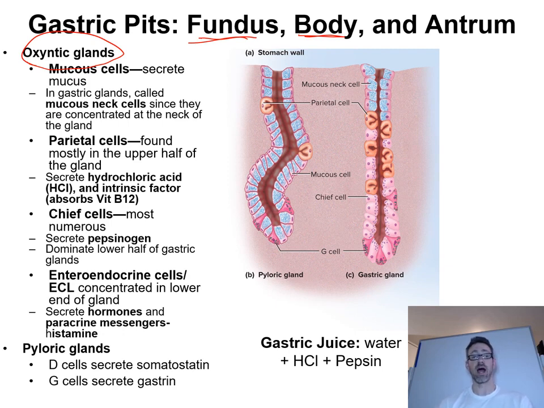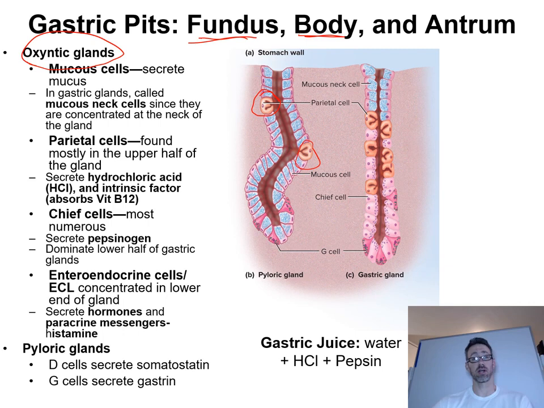parietal cells. The parietal cells, which you can see over here, kind of look like a Nintendo 64 controller, if you guys remember those. That's how this cartoon depicts them. These parietal cells are found mostly in the upper half of these pits, and they secrete hydrochloric acid. In addition to secreting hydrochloric acid, parietal cells also secrete something called intrinsic factor. Intrinsic factor is important because it binds to vitamin B12 and helps its absorption.